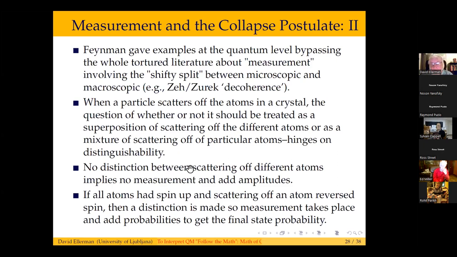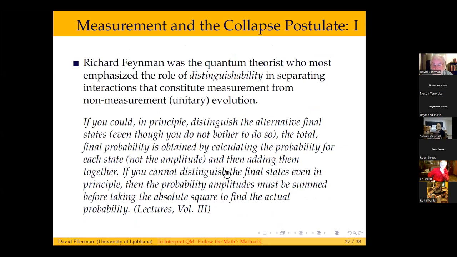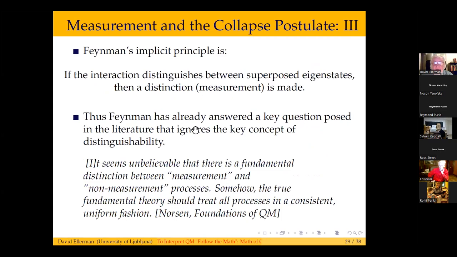So if there's no way to distinguish which atom the particle scattered off of, then no measurement takes place. There's been no distinction. And so you add amplitudes before you compute the probability. But say, for example, if all the atoms had spin up and scattering off an atom reversed the spin, then a distinction is made. There's a distinction as to which atom the particle scattered off of. And so then a measurement takes place, and then you have to add those probabilities for each of those atoms to get the final probability of getting from some point A before the scattering to some point B after the scattering. So Feynman gave examples that just undercut the whole silly literature about macro and micro, and said the key concept is distinguishability. Distinguishability is what separates measurement from non-measurement.